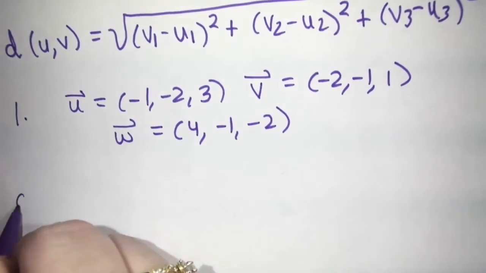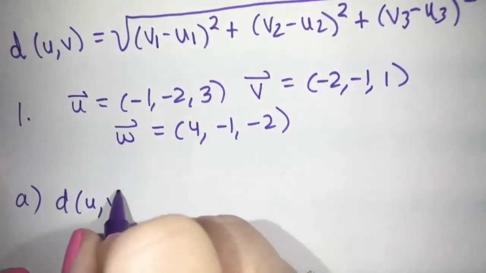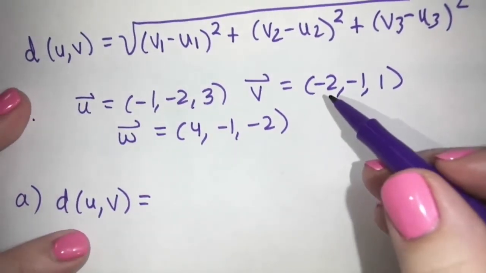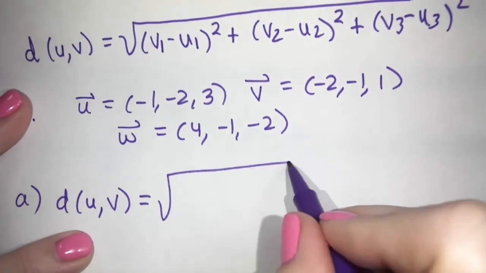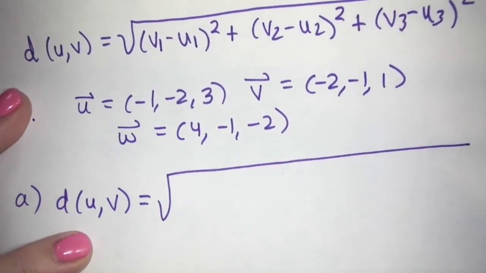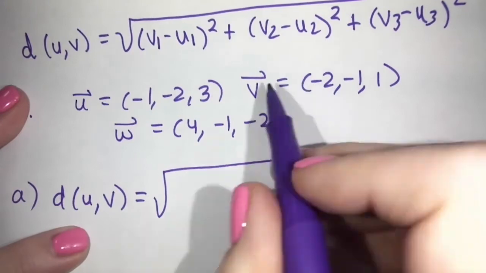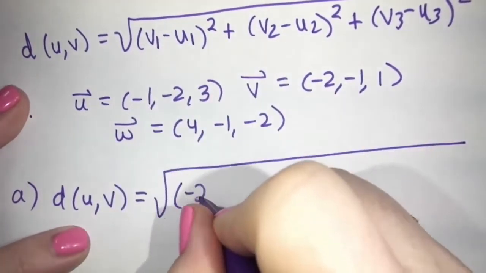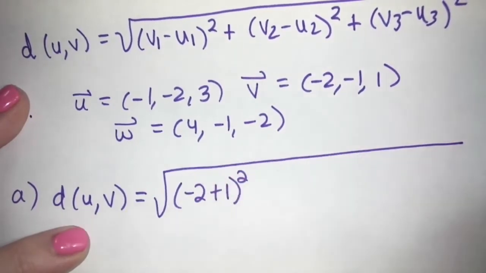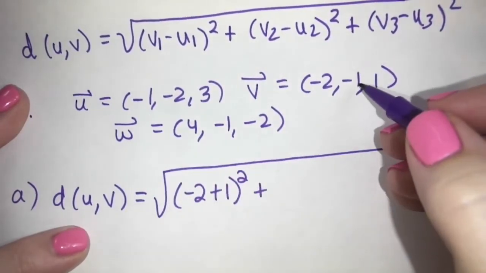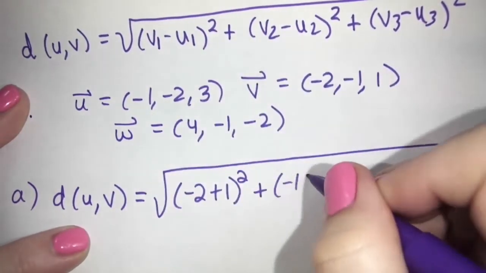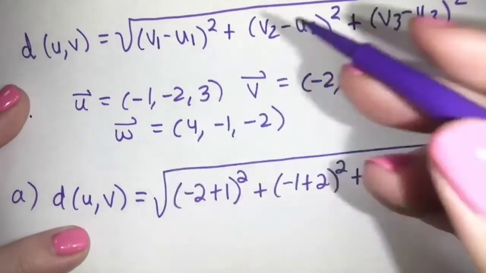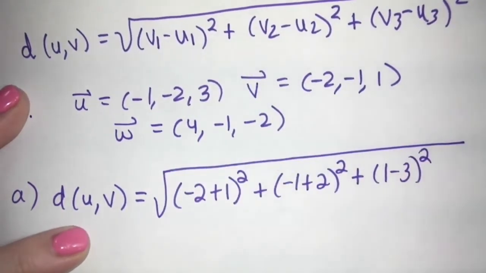So first of all, I'm going to do the distance between u and v. So I'm going to start with v, and I'm going to subtract the components here. So we take the square root. Always put your square root on first, just so you don't forget. So the first component of v is -2 minus the first component of u. So -2 minus -1, minus the negative would become +1 squared. Middle component, -1 minus -2 is -1 plus 2 squared. And the last component is a 1 minus 3 in brackets squared.